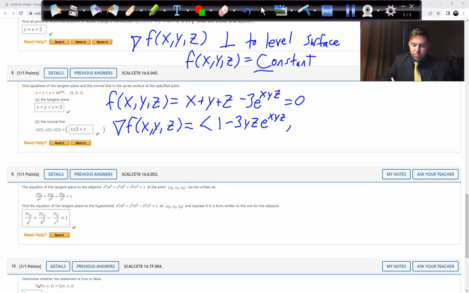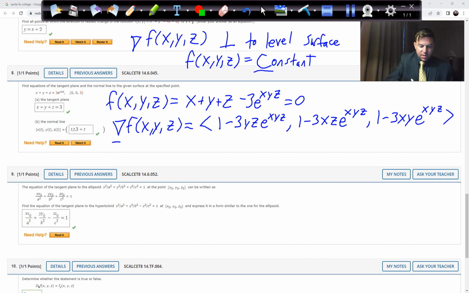Now using that same pattern, we're going to get 1 for y, x and z will go away, and we're going to get minus 3. This time y is the variable, so xz will come down, and then it'll be e to the xyz. Last term, z is 1, minus 3 times xy are now the constants, e to the xyz.